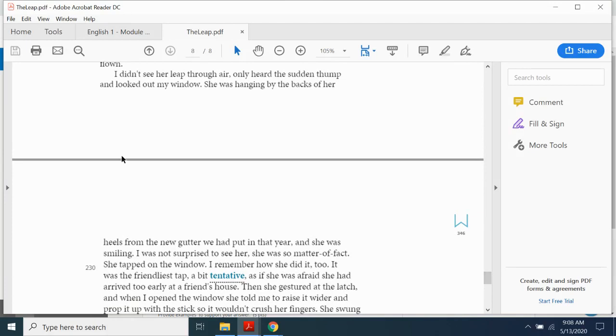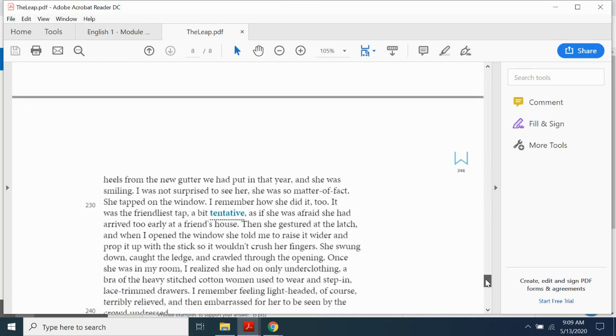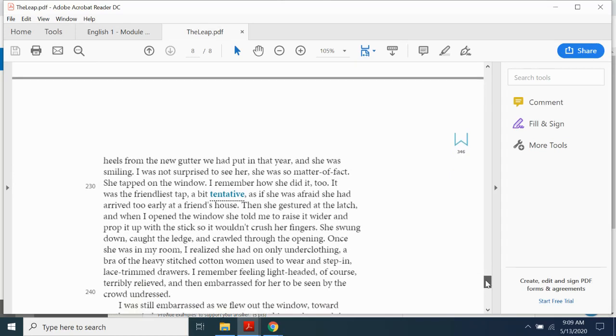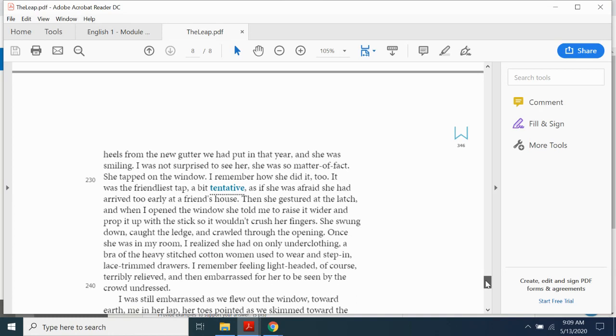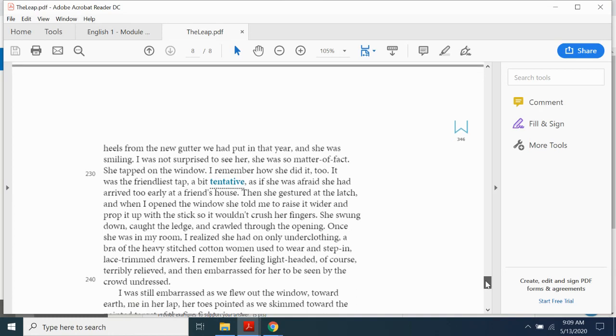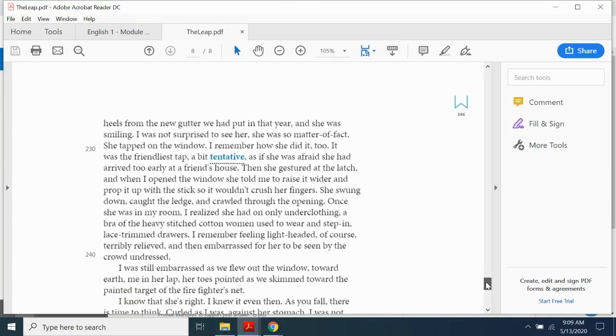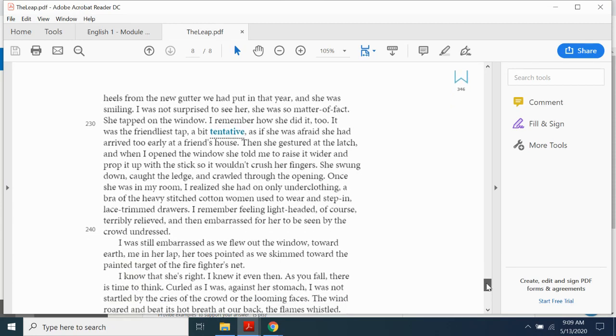I didn't see her leap through air, only heard the sudden thump and looked out my window. She was hanging by the backs of her heels from the new gutter we had put in that year, and she was smiling. I was not surprised to see her. She was so matter of fact. She tapped on the window. I remember how she did it too. It was the friendliest tap, a bit tentative, as if she was afraid she had arrived too early at her friend's house. Then she gestured at the latch, and when I opened the window, she told me to raise it wider and prop it up with the stick so it wouldn't crush her fingers. She swung down, caught the ledge, and crawled through the opening. Once she was in my room, I realized she had on only underclothing, a bra of the heavy stitched cotton women used to wear and step-in, laced-front drawers. I remember feeling lightheaded, of course, terribly relieved, and then embarrassed for her to be seen by the crowd undressed.